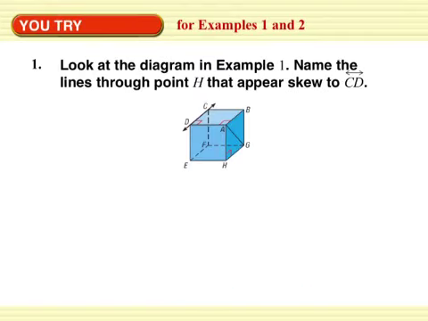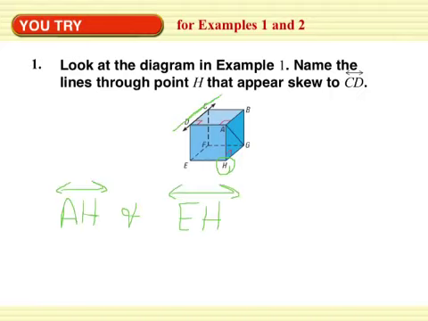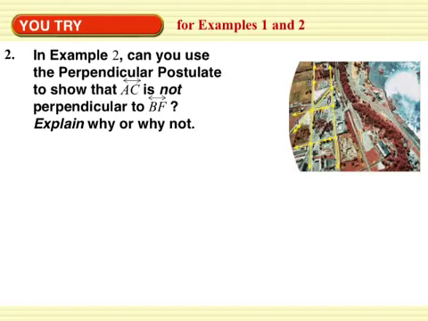You try. Look at the diagram in example 1. Name the lines through point H that appear to be skew to CD. Okay, push pause. There you go. Let's try the next one. You try again, push pause.